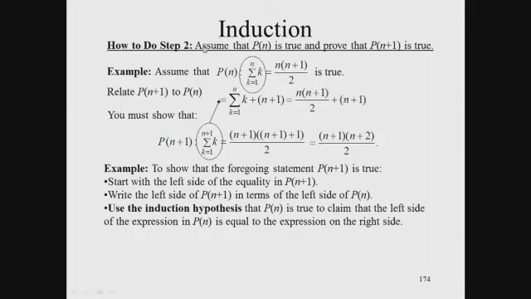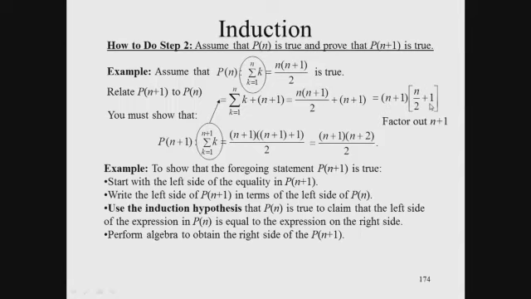P of n is the induction hypothesis, and you're assuming this is true. And here is where I have used it. I replaced this sum with n times n plus 1 over 2. The rest of this proof is algebra to go from here to here. In fact, if you just factor out the n plus 1, you get this. And if you write this over a common denominator, you get this.